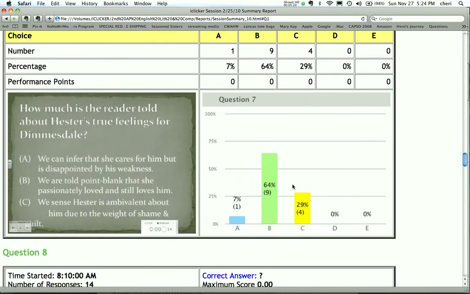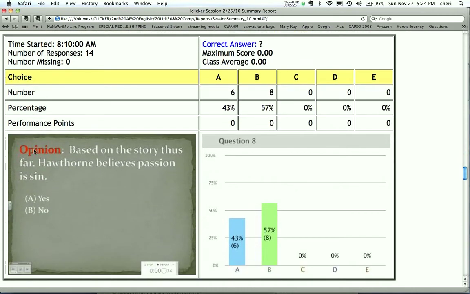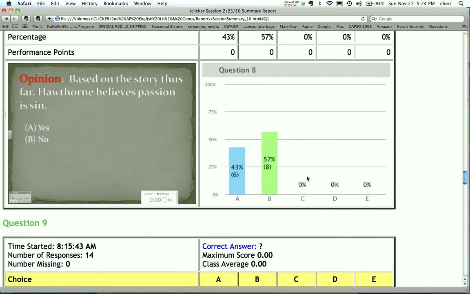Here is one on feelings. Here we go. This one did show up as an opinion because I knew that the kids would struggle with this one. Based on the story thus far, Hawthorne believes passion is sin. I was glad that just over half the students had perceived that that's a no, but I didn't expect them to be 100% sure at this point in the book. And so it gave us a good chance to discuss what's the evidence from the book. And it's not just passion, it's unbridled passion, it's unruly passion, it's passion that breaks man's laws and God's laws. That's what he has trouble with.